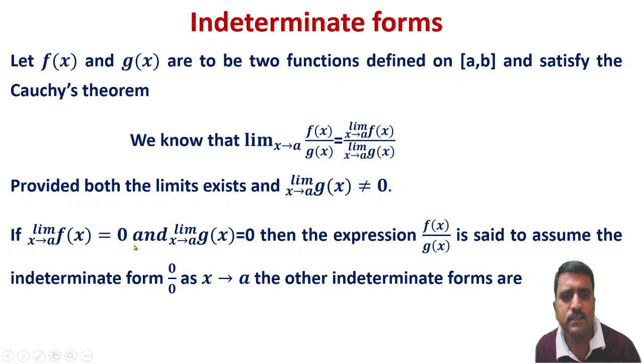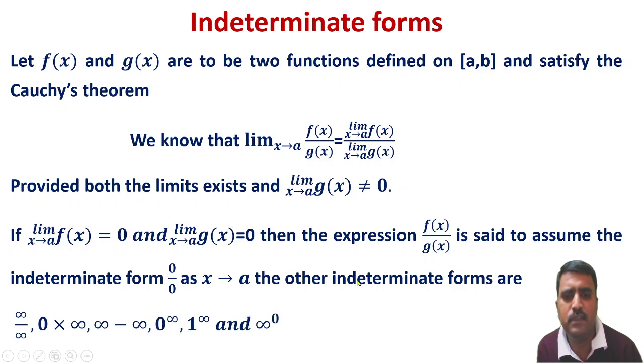So if the limit of f of x is 0 and the limit of g of x is 0, that is, the numerator limit is 0 and the denominator limit is also 0, then we say that the expression f of x by g of x assumes the indeterminate form 0 by 0 as x tends to a. Other indeterminate forms, as I already told you, are infinity by infinity, 0 into infinity, infinity minus infinity, 0 to the power of 0, 1 to the power of infinity, and infinity to the power of 0. All these are indeterminate forms. Some samples of the indeterminate forms are given here.